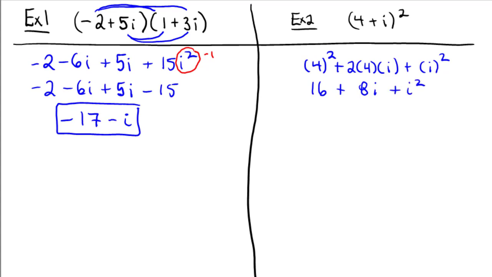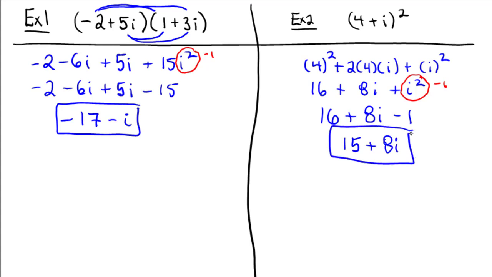Now, just as before, remember that i squared is the same as -1. So after we perform the imaginary number simplification, we get 16 plus 8i minus 1, and of course 16 minus 1 are like terms, they're both real numbers, so we combine those to get 15 plus 8i. And that's our final answer.